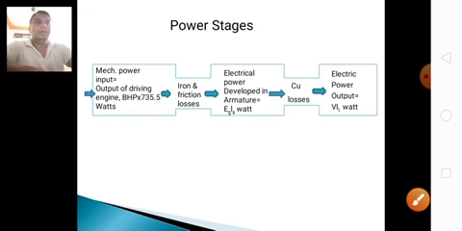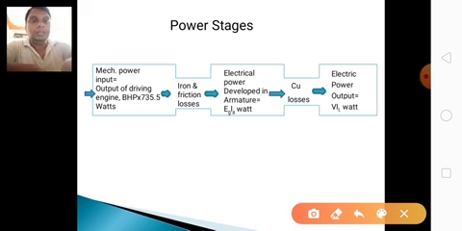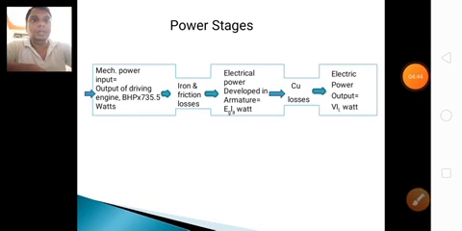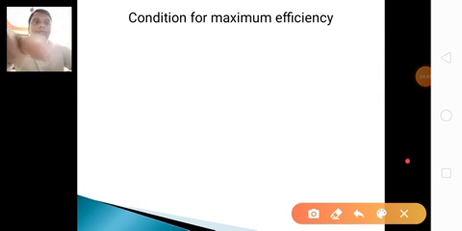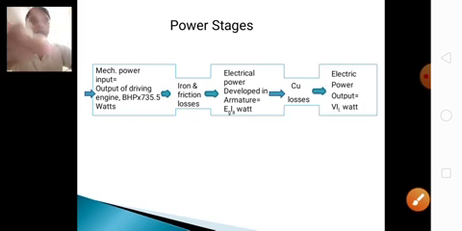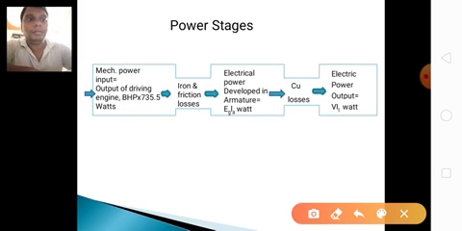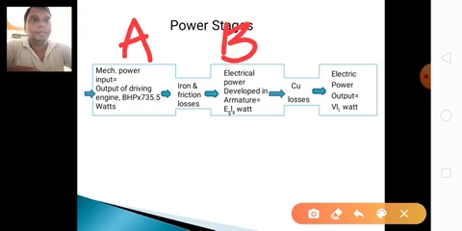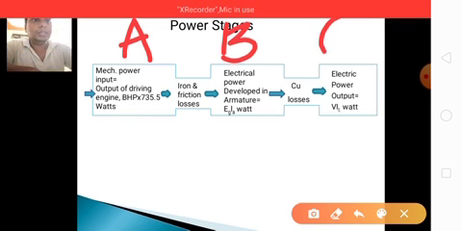This is the total mechanical energy. Suppose the mechanical power is A. The electrical power developed, after the iron losses, is B. The electrical output power is C.